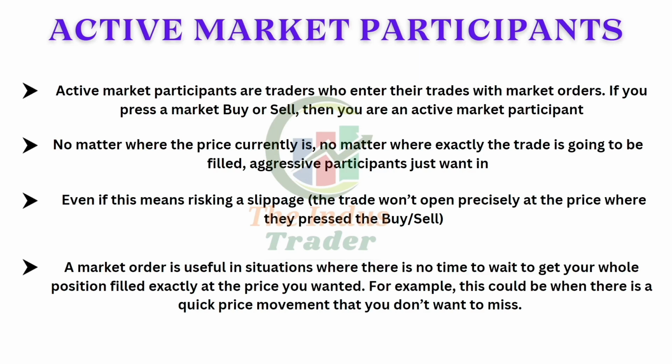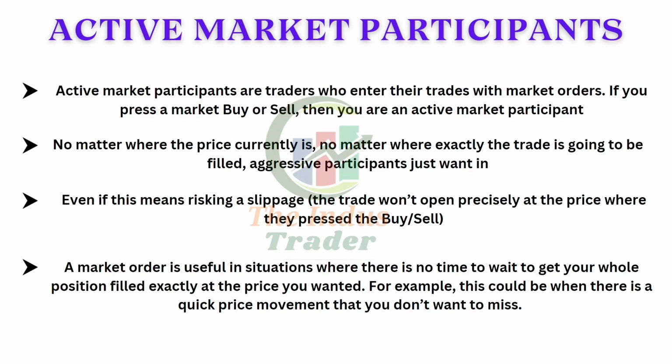One very simple difference: passive participants open their positions with limit orders, and active participants place their positions with market orders. No matter where the price currently is, no matter where exactly the trade is going to be filled, an aggressive participant just wants to get in. Sometimes you get the slippage issue, right? Let's say some stock or strike is trading at 200, and if you place a market order, it simply trades with the seller.